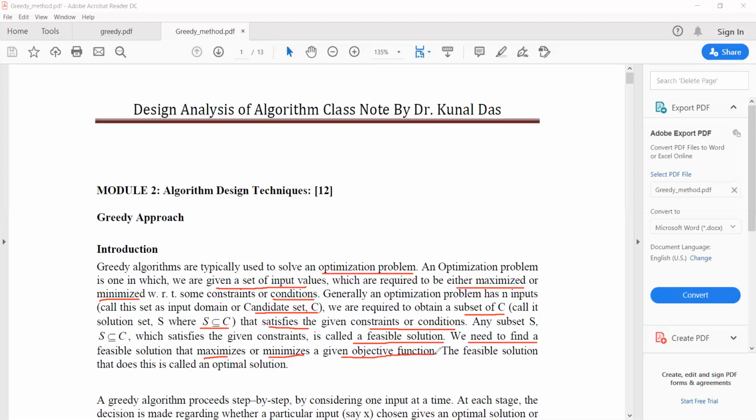So you will have a problem, and that problem should have some objective. Based on the objective, we have to find the feasible solution. The process of doing that is nothing else but the greedy method or greedy approach. How this greedy approach takes place, that we are going to discuss.